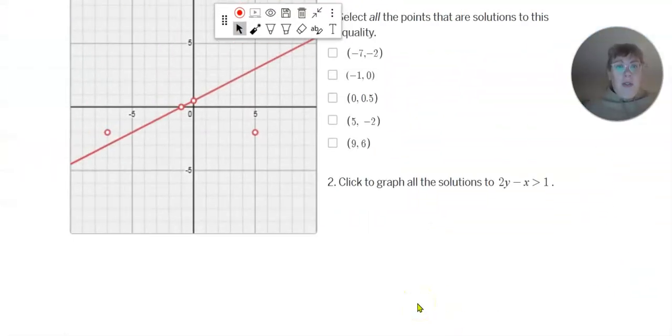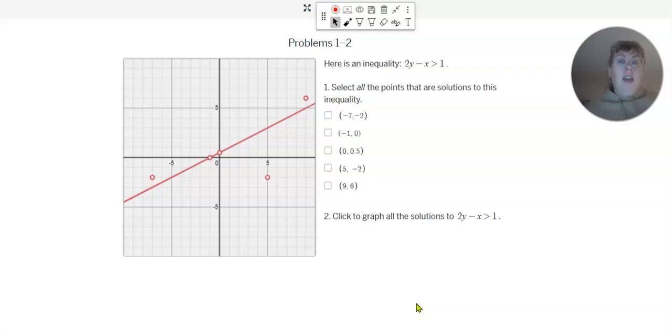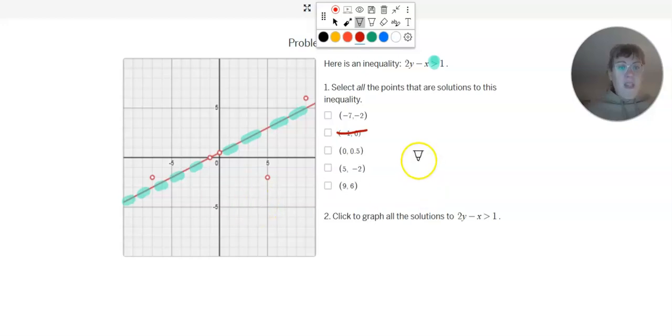I'm going to zoom in here. Okay. Here's an inequality. 2y minus x is greater than 1. Select all the points that are solutions to this inequality. Okay, so first of all, we notice that it's the greater than symbol. So this line is going to be dashed, which means points that are on the line are not solutions. So these points, which is negative 1, 0, is definitely not a solution, and 0, 0.5 is not a solution.